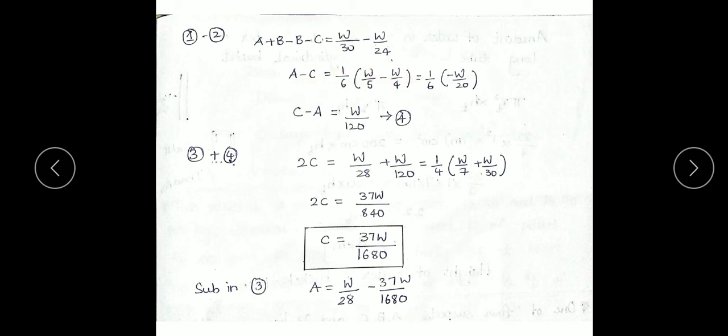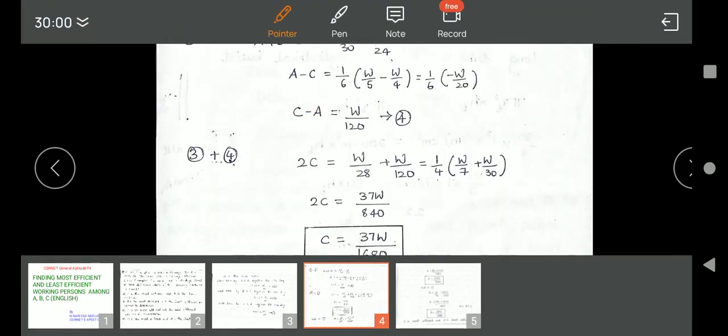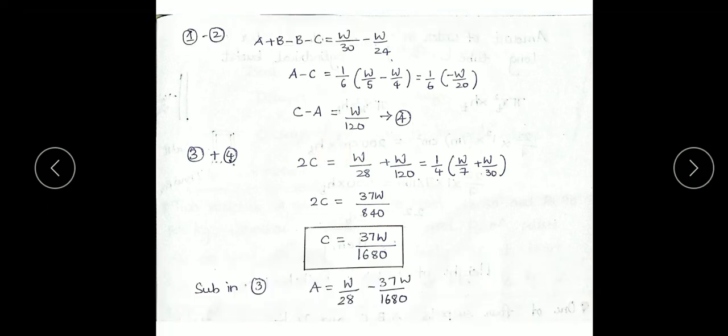If we add, a would be eliminated. So here a plus c is there, here c minus a is there. So minus a plus a would get cancelled, and plus c plus c, that is another 2c. And here we are having w by 28, here w by 120. Of course these calculations are huge. So w by 120 is nothing but 1 by 20th part of work.